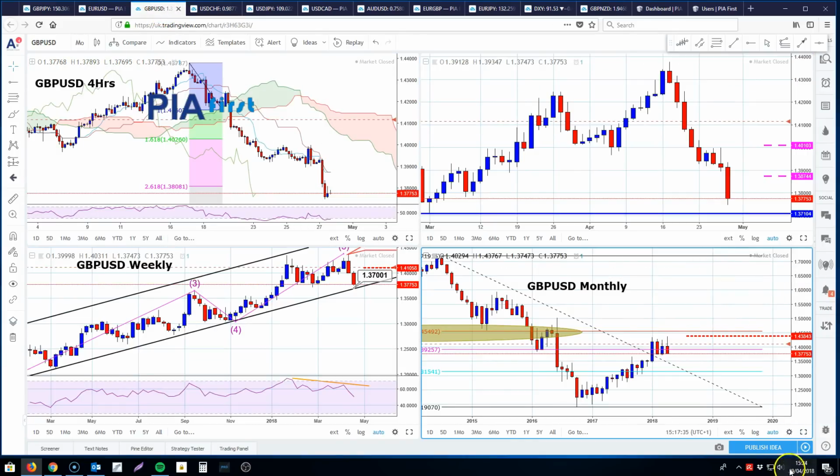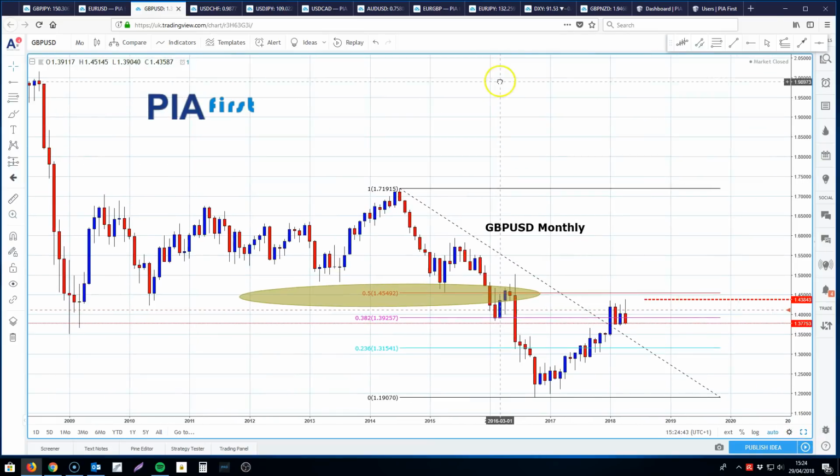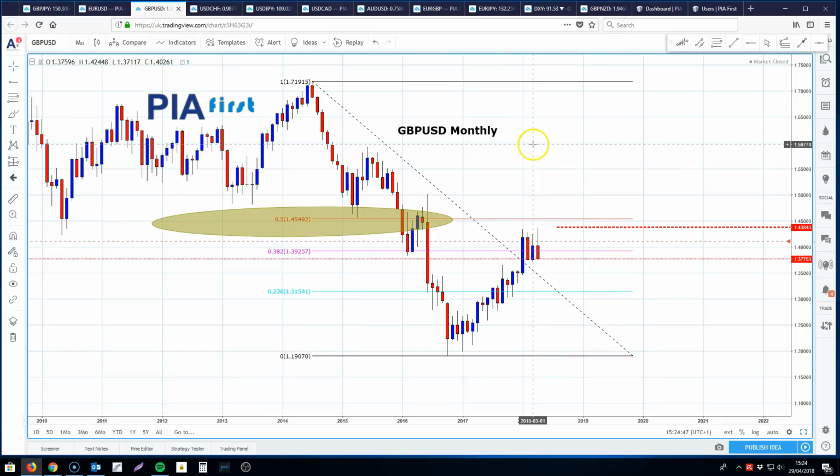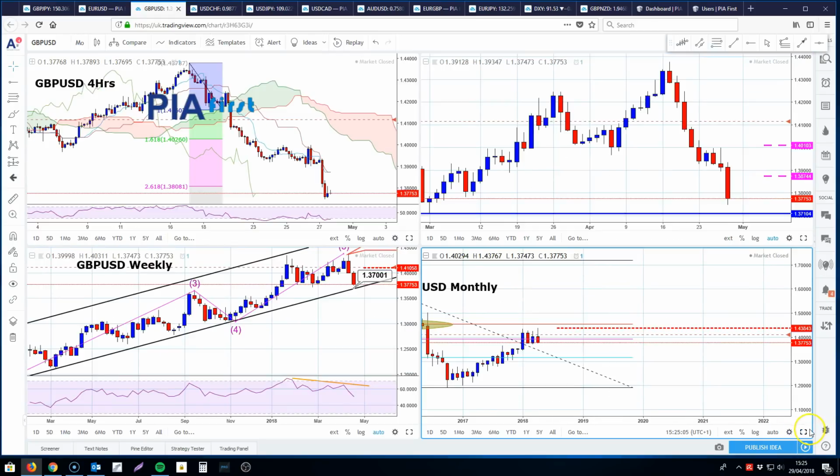Cable, sterling dollar. Go to the monthly chart. Again, quite annoying that our trigger a couple of weeks ago actually missed the short trading sterling dollar by 3 pips. We've seen a very aggressive move to the downside. Monthly chart, we've got scope to engulf if we get below 137.11 on Monday. The outlook is bearish.